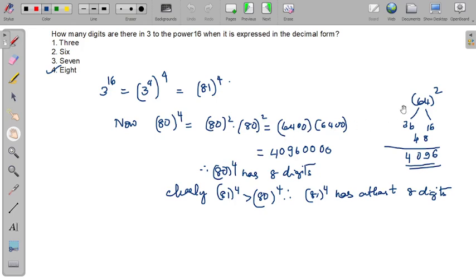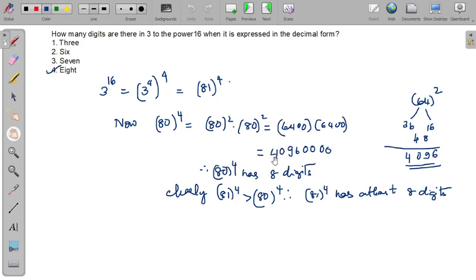Now to get 64 square, I can do 6 square 36, 4 square 16, 6 4 is 24, 24 2 is 48. Add up all the values. If you don't know how to do this, I have shared the link in the description box. That link has a video which contains shortcut methods to find the square of a number. Please watch that video and come back to this video. So this gives you 4096 and the 4 zeros.